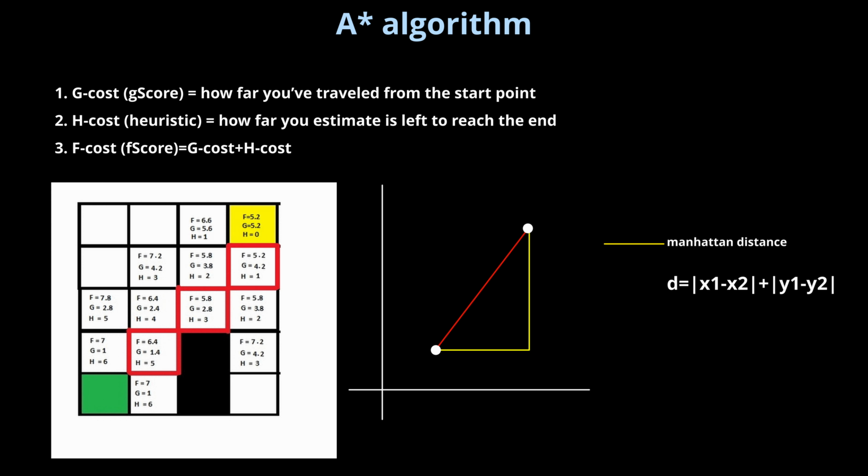So in short, it explores all possible routes, but always prefers the one that seems shortest and safest toward the goal. Let's look at how it works, step by step first. It starts from the start node and adds it to something called the open set. This is a list of nodes we still need to check.